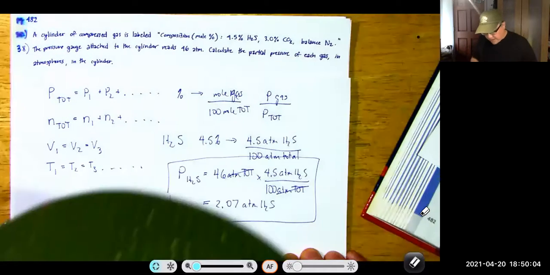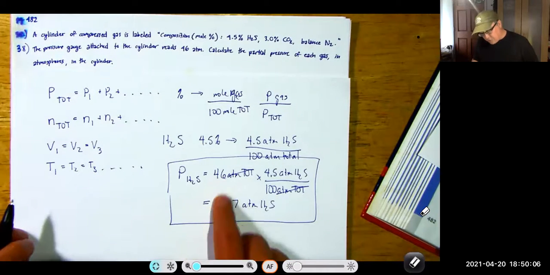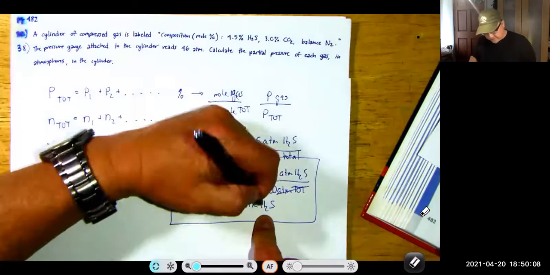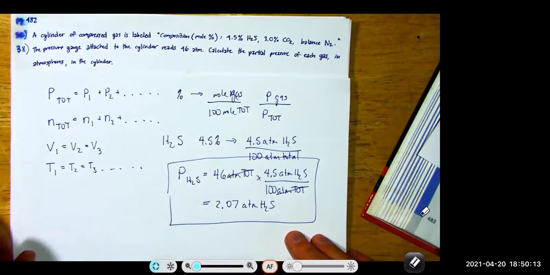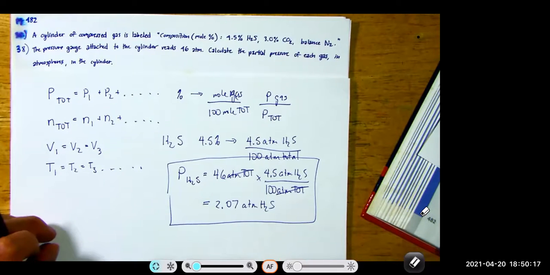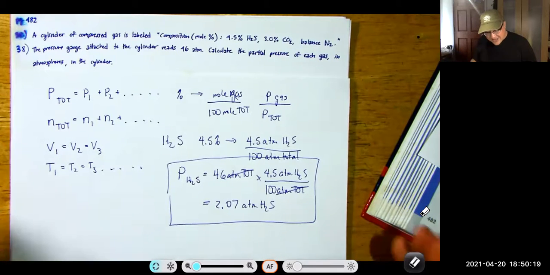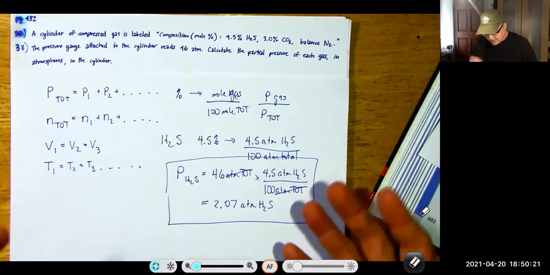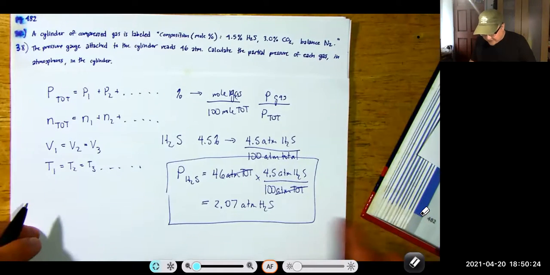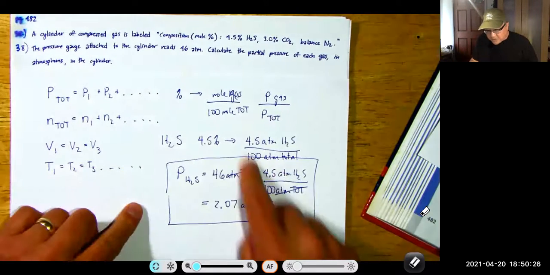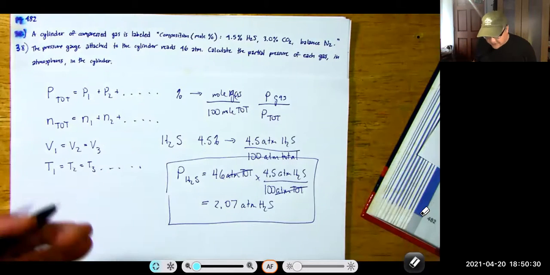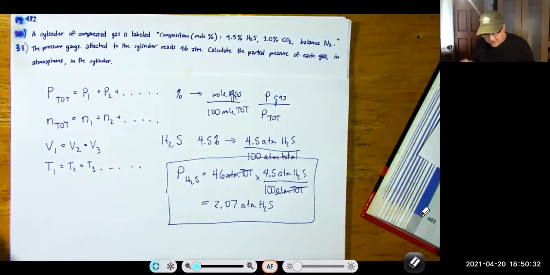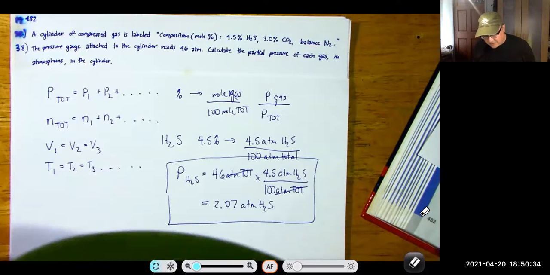Okay. So out of this 46 atmospheres, 2 atmospheres is H2S. But I see what's going on here, because that's just the percentage. That's way more simple than what I was going to do. Yeah, it's a lot simpler. What you were going to do is take this 4.2% H2S and probably try to calculate how many moles, and then from the moles, calculate the pressure or something like that.